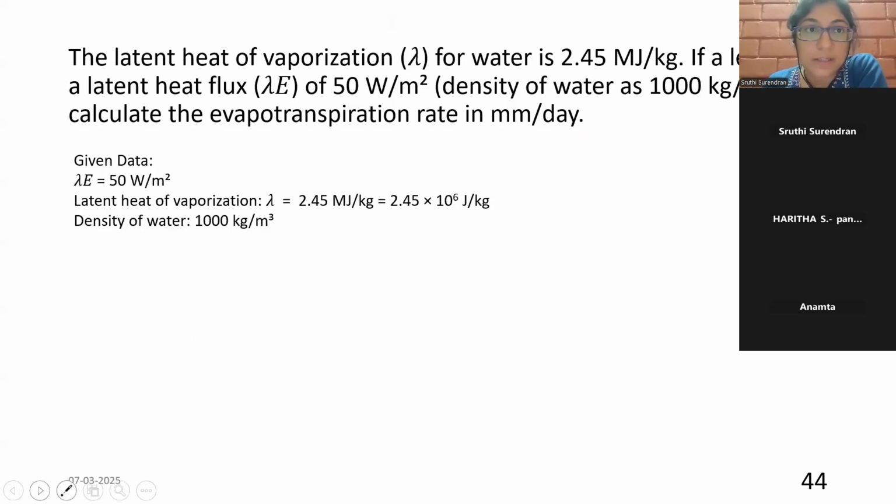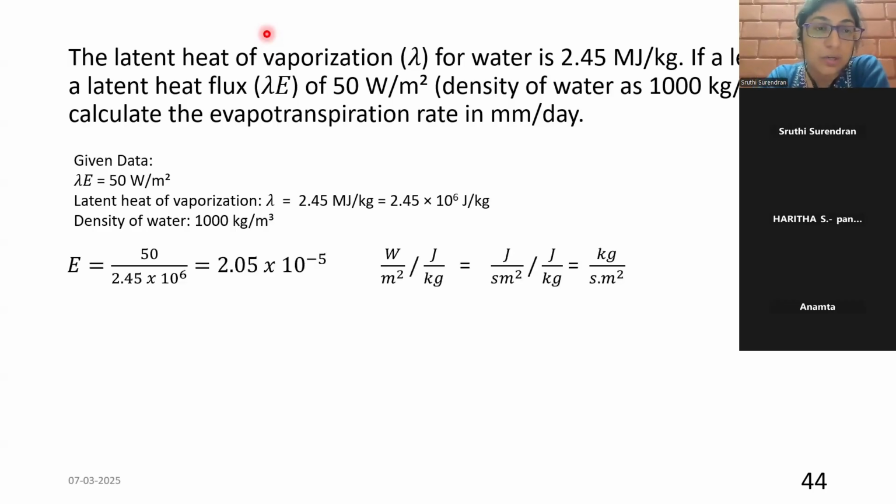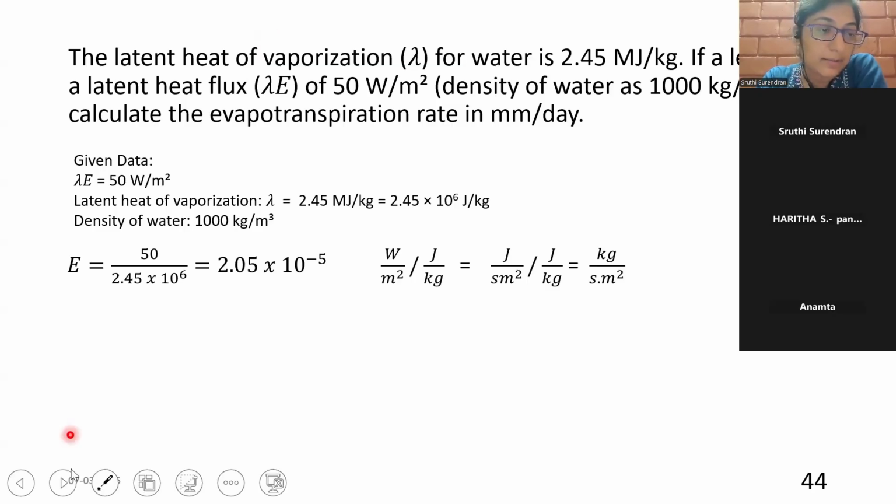So here we have been given the latent heat, which is lambda times E, 50 watt per meter square. Latent heat of vaporization is 2.45 megajoules per kilogram. If I convert it to joules per kilogram, I get 2.45 times 10 to the power 6 joules per kilogram, and density of water is 1000 kilogram per meter cube. Now, in order to estimate the transpiration rate, I have to bring the lambda value to the denominator. So divide 50 by 2.45, which will give me this answer.